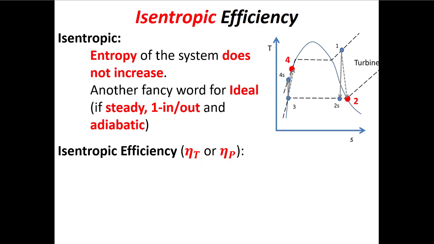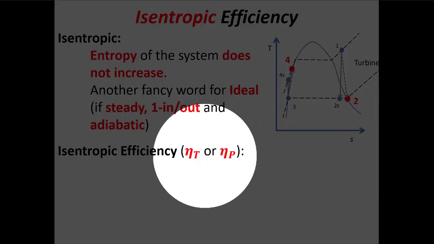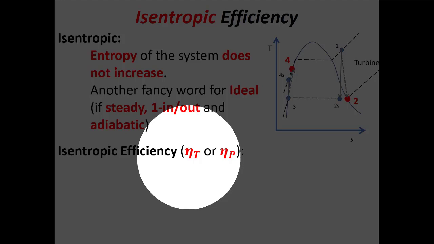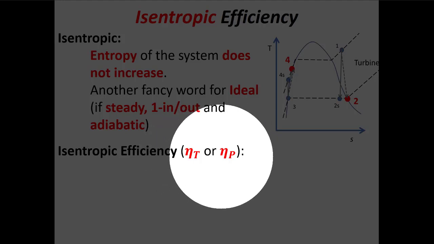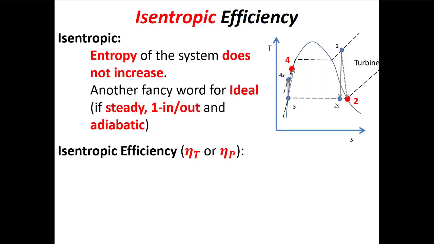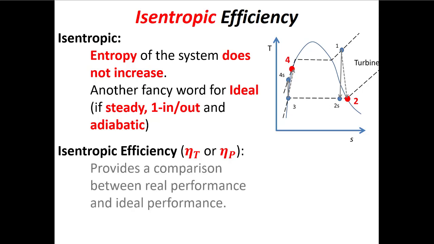So, isentropic efficiency. Anytime we use efficiency, we'll use the Greek letter eta. It looks like a fancy scripted N, right? Here we can define the isentropic efficiency for turbines and the isentropic efficiency for pumps. We're going to see that fundamentally these are the same concept, but the equation for the turbine is different from the equation for the pump.